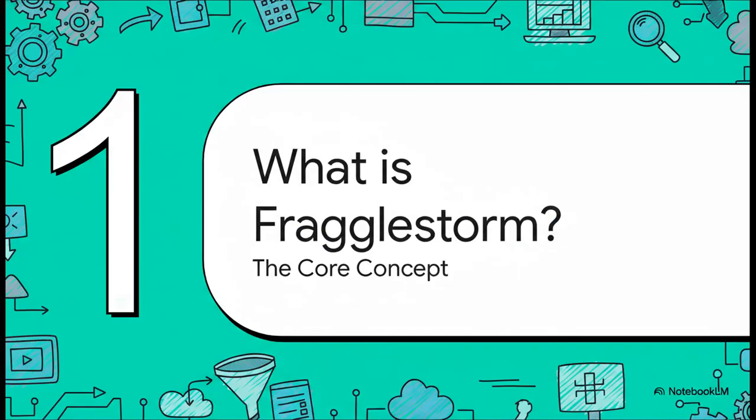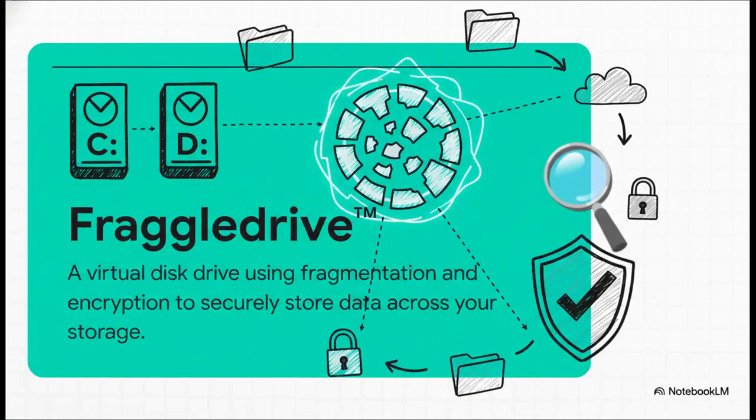All right, first things first, let's just quickly break down what Fragglestorm is all about. Okay, think of it like this. You get a new drive letter on your computer, like a C drive or a D drive. But this one, this Fraggle drive, is virtual. Behind the scenes, it takes your files, encrypts them, smashes them into tiny little pieces, and then scatters those pieces securely across all the cloud accounts or local folders you've connected.